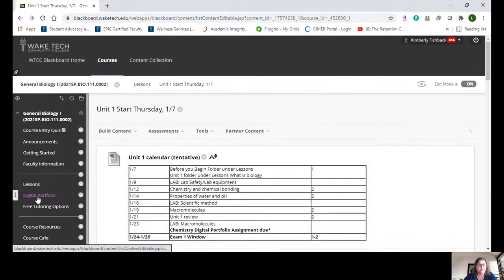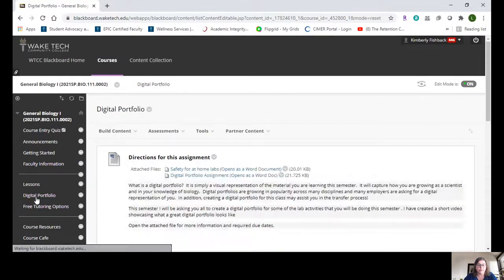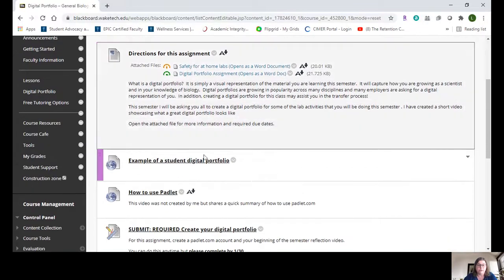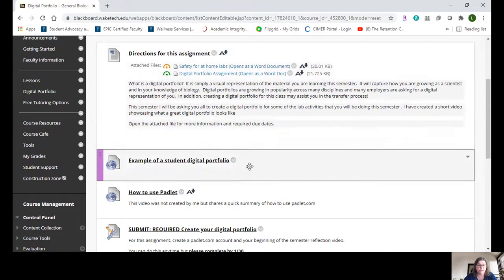One of the activities that I ask my students to do is a digital portfolio. And this is an assignment where students have some choice. So the main goal is to get them working with science and to do science at home, to actually touch science in some way, as opposed to just doing everything on the computer.